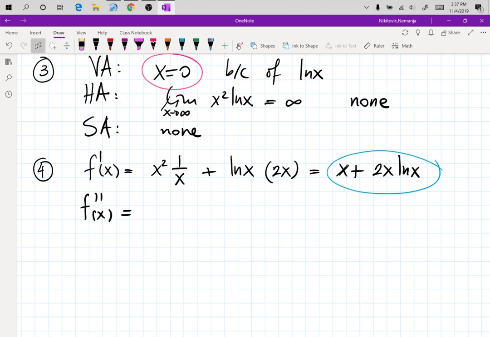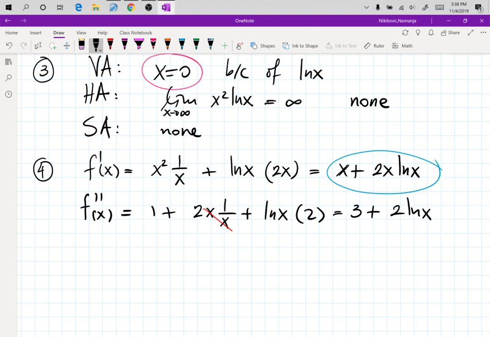So now the second derivative here would be 1 plus, and now we have another product rule. So copy the first times derivative of the second plus copy the second times derivative of the first. And when we cancel these x's, we get 3 plus 2 ln x. And that's our second derivative.